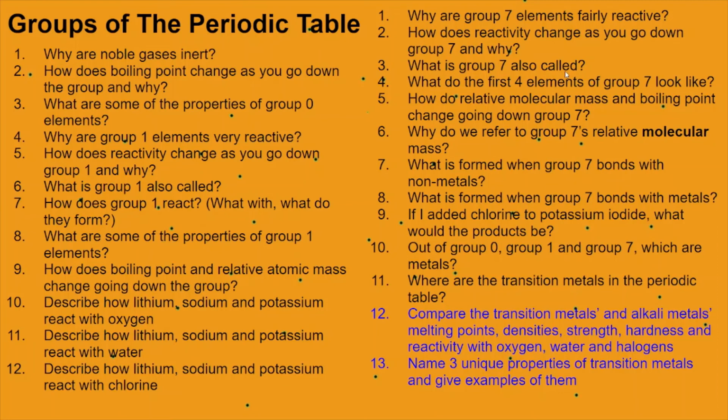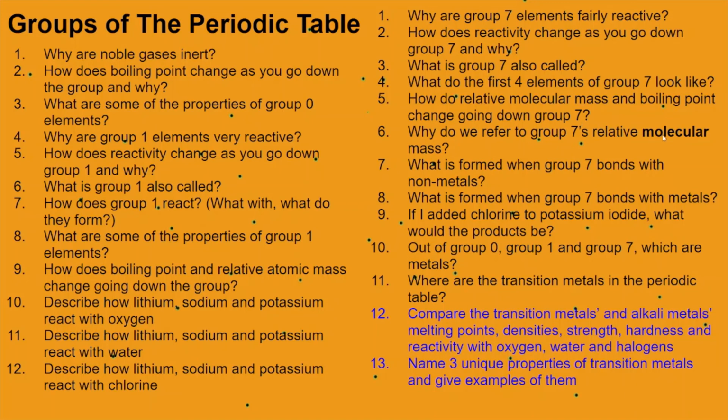Group 7 are also called the halogens. Remember that, Group 7 and halogens are the same thing. Of the first four elements of Group 7, you have fluorine, that's a kind of yellowy gas, chlorine, which is a kind of greeny gas, bromine, which is one of the few elements that's liquid at room temperature, a kind of browny, reddy colour, and iodine, which is a grey solid. Relative molecular mass increases, as we said. Boiling point increases as we go down Group 7, remember that.